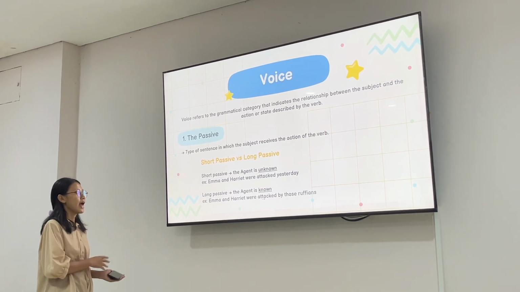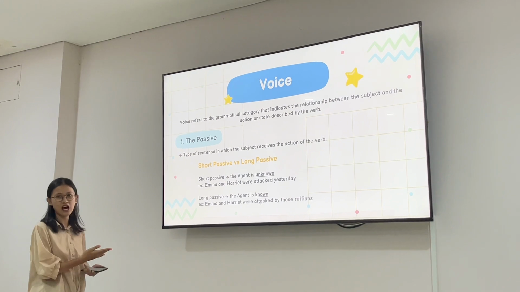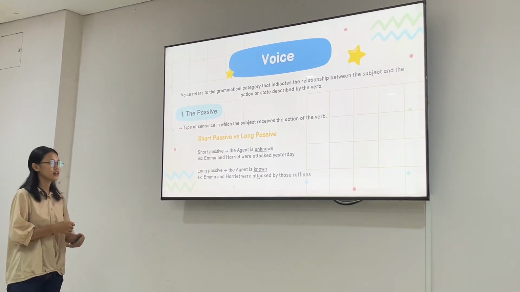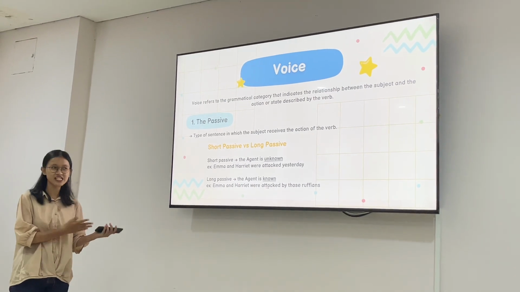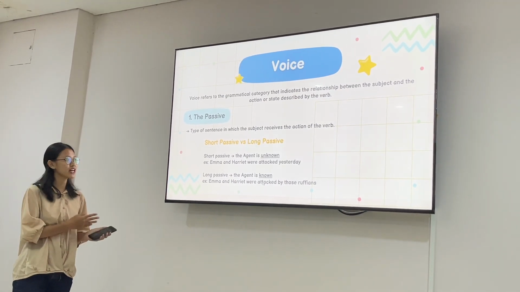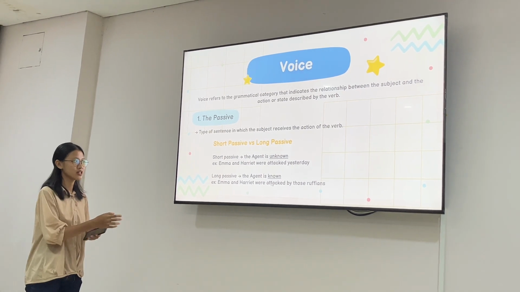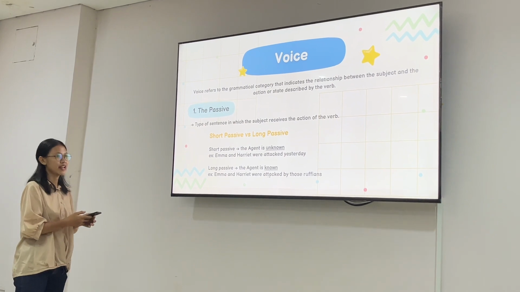For example, Emma and Harry were attacked yesterday. So here the agent is unknown, right? And next one is long passive. Long passive is when the agent is known. For example, here Emma and Harriet were attacked by those ruffians. So the agent here is those ruffians. Next.